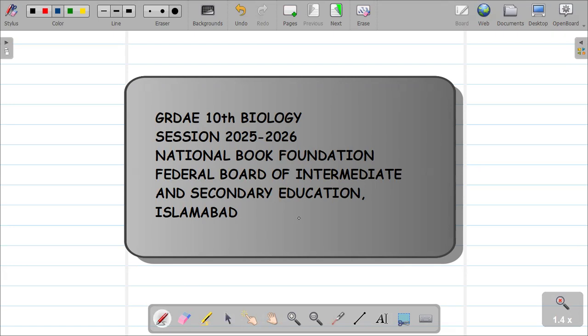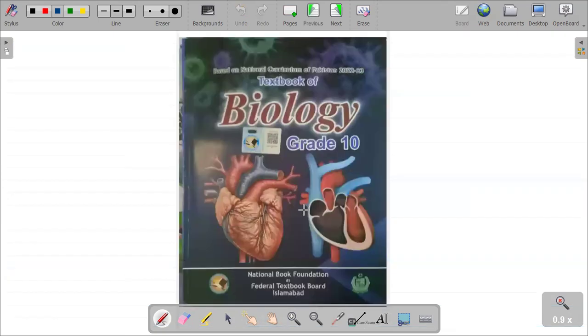Today we are starting our new biology lecture for grade 10th, based on the latest book designed by the National Book Foundation. In this introductory class, I will give you an overview of the chapters and highlight the main title page of the book. This is the main title page of your book, and this will ensure that when you purchase the book, you get the exact one you are supposed to have.